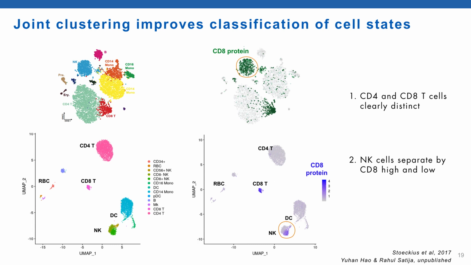But importantly, the NK cells separate by CD8 high and low. So if you look here, you can see a subcluster forming within the NK cells that is marked by high CD8 expression, and it's distinct from the CD8 low expressors. In the case of our original analysis, these were all completely intermingled with each other. So this is a nice demonstration at the level of 13 protein markers.